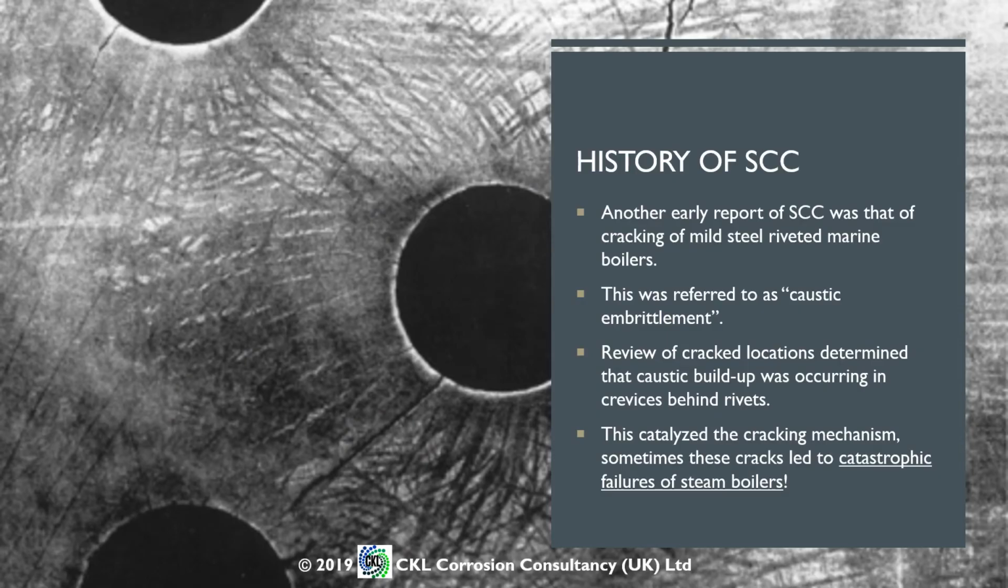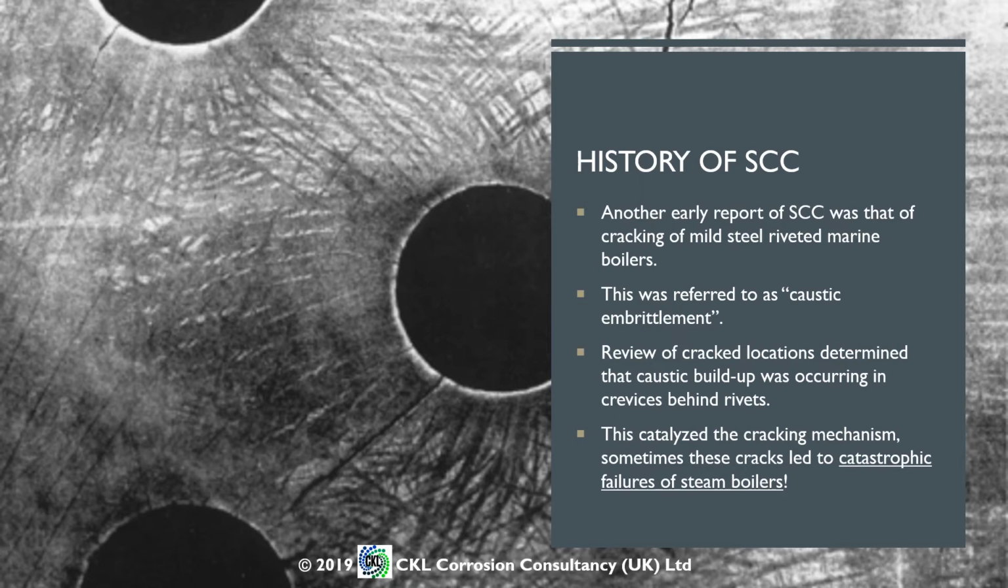So another example of an early report of cracking of this nature occurred in mild steel riveted marine boilers. It was referred to as caustic embrittlement because of the apparent nature of the cracks that formed. It looked as though the material had become brittle. A review of those cracked locations determined that caustic material was built up behind the rivet and the boiler shell.